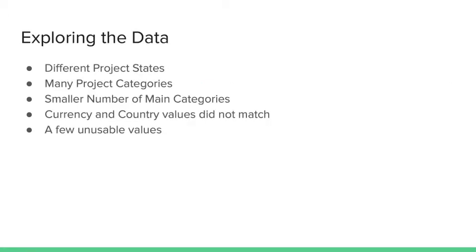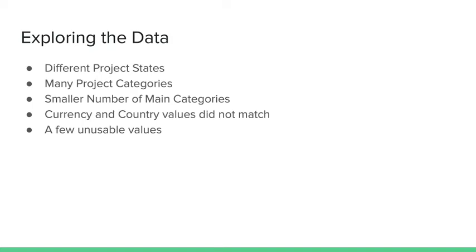When we were exploring the data, we found a bunch of different interesting things. First of all, there are many different project states, 6 in total. These included undefined, live, suspended, and canceled. Also, there were a large number of specific project categories, 159 to be exact.